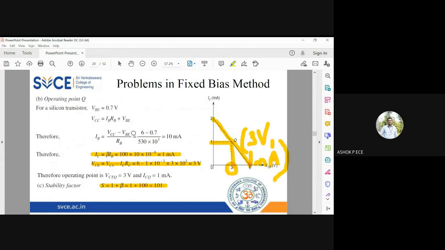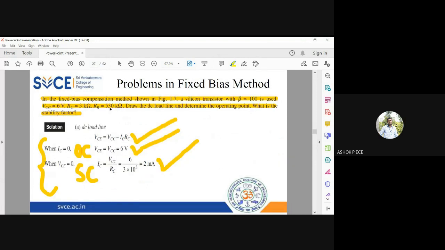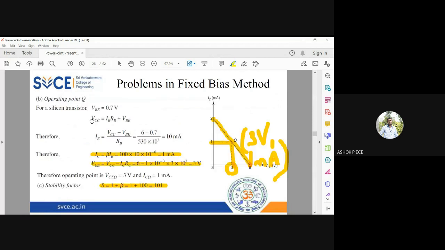And we also need to find the value of IB. RB is given, so you apply the KVL equation at the base side. So you will get VCC equal to VBE plus IB RB. From this, if you rearrange, you can get the expression for IB: IB equal to VCC minus VBE by RB. VCC is given as 6 volt. Silicon transistor is given, so VBE is 0.7 and RB value is 530K. If you substitute, you get IB as 10 milliamperes.